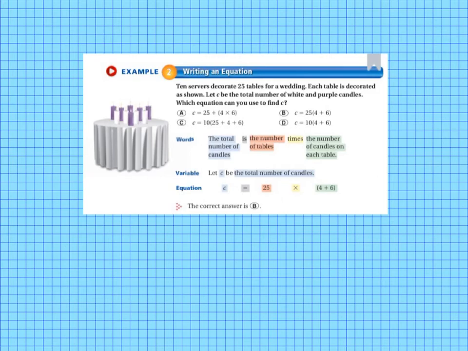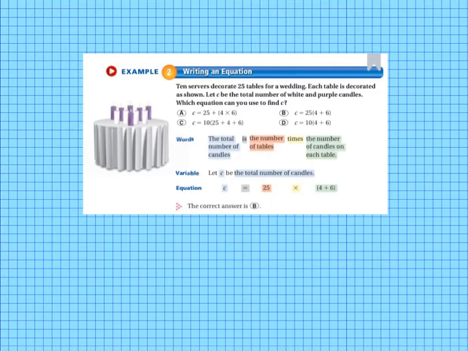Example 2, we're going to look at something that's a little more of a real-life equation. 10 servers decorate 25 tables for a wedding. Each table is decorated as shown. Let C be the total number of white and purple candles. Which equation can you use to find C?